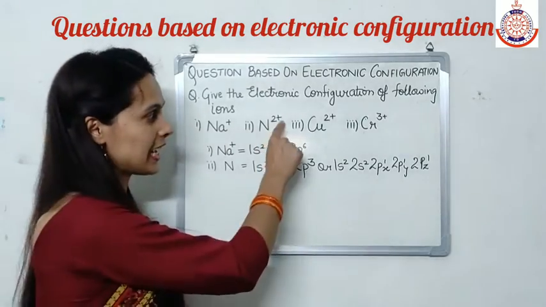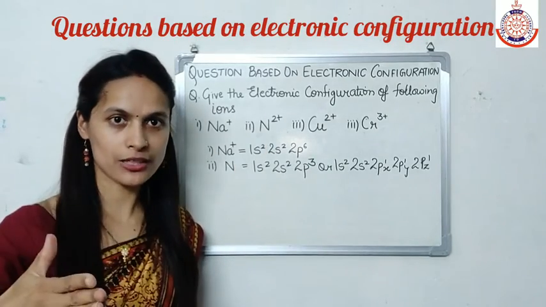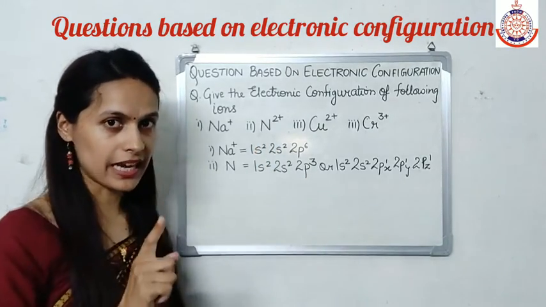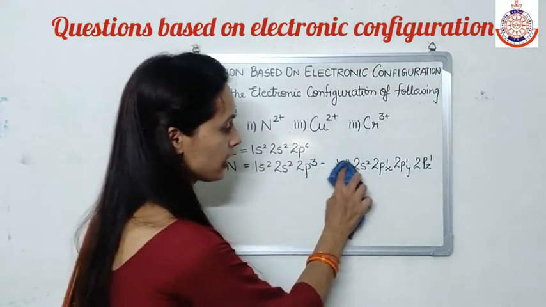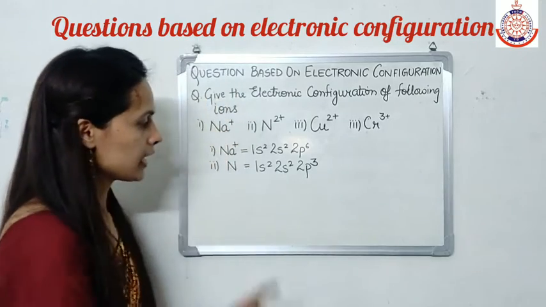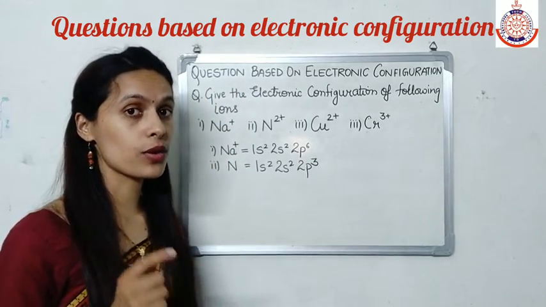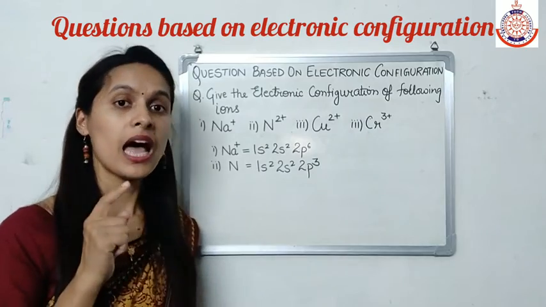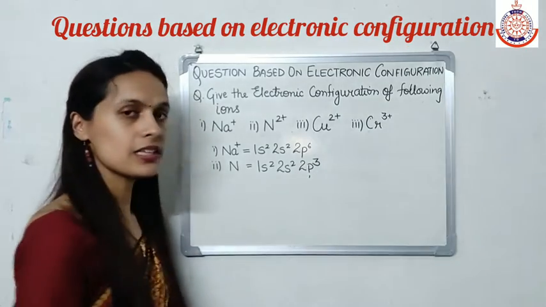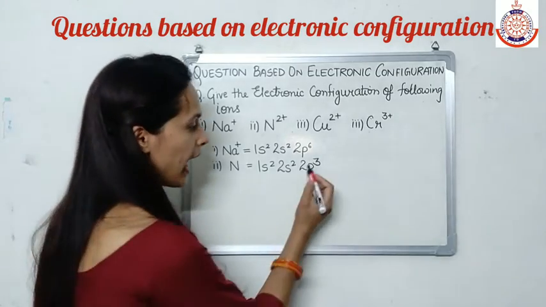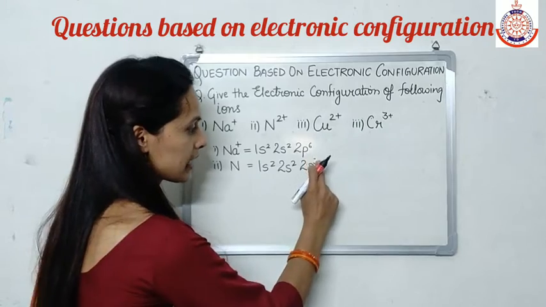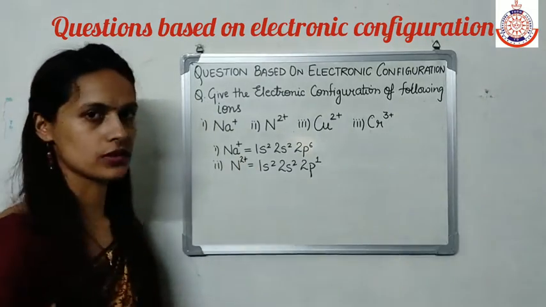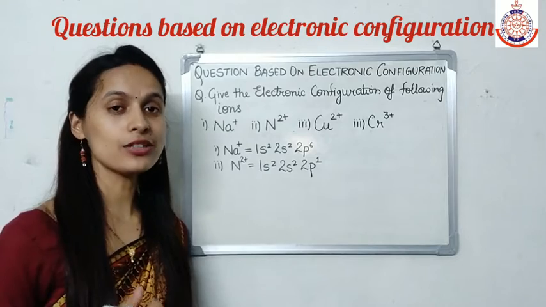Now N2+, again here it is a positive charge. Positive charge means removal of electrons, but how many electrons are removed? 2 electrons. So I have to remove 2 electrons from nitrogen. Initially it is 2p3. I have to remove electrons from the outermost orbital. I am repeating this line again and again, that we have to remove the electron from the outermost orbital. Here the outermost orbital is 2p, so I have to remove 2 electrons from 2p, and this orbital has 3 electrons. Now the number of electrons becomes 1 if it becomes N2+. So this is the electronic configuration of N2+.